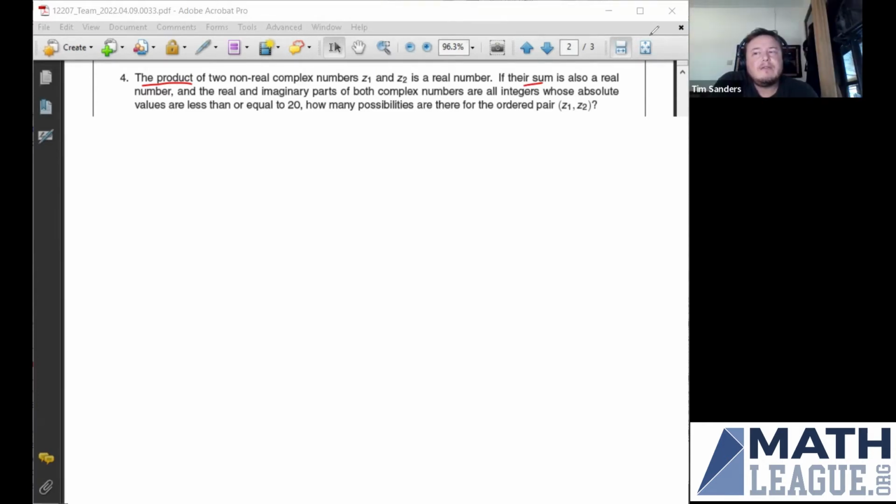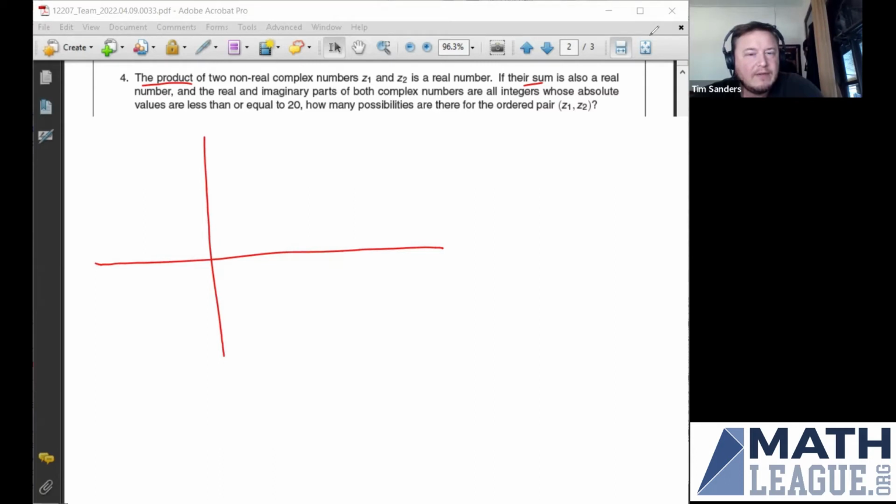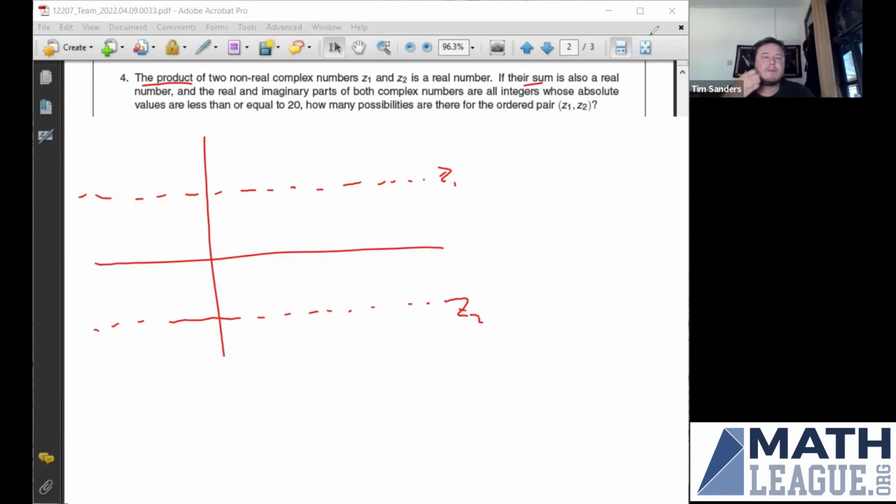So we have whatever Z1 is, its imaginary part. Z2's imaginary part is going to have to be the opposite of that. So maybe if I drew a complex plane, and Z1 ends up being on that line, so that's Z1. Then Z2 is going to have to be down here. Okay.